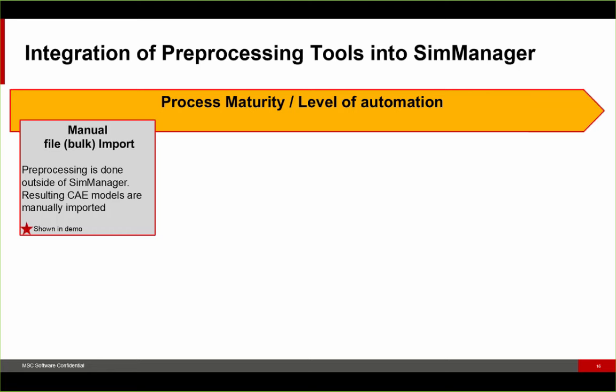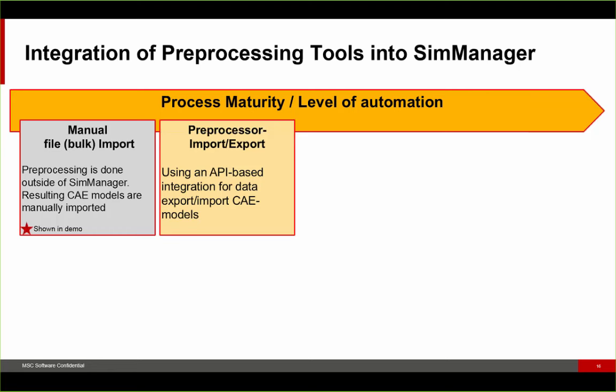And really what we're seeing in SimManager is that there are different ways of integrations which are directly correlated to the process maturity and the level of automation. So if there's no real automation or it's outside of SimManager, we have a manual file import mechanism and framework. If the maturity is higher, you have a preprocessor involved, we can provide to you a preprocessor integration into SimManager so that you can from the preprocessor session log into SimManager, import and export data using the API.